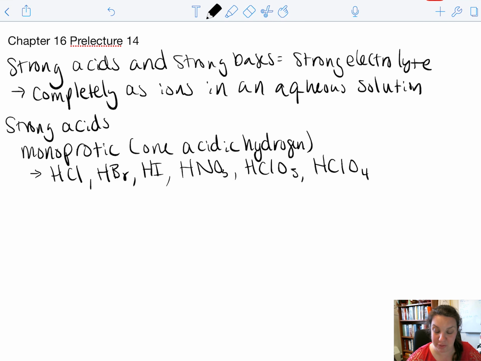So the other two within the oxychlorine series are weak acids. We also have our polyprotic. The only one we have is a diprotic. So that means that there are two acidic hydrogens.